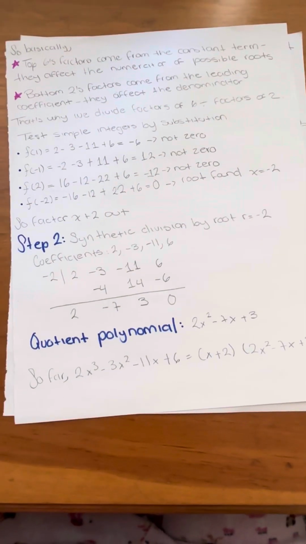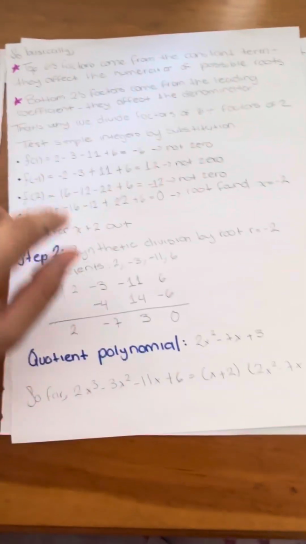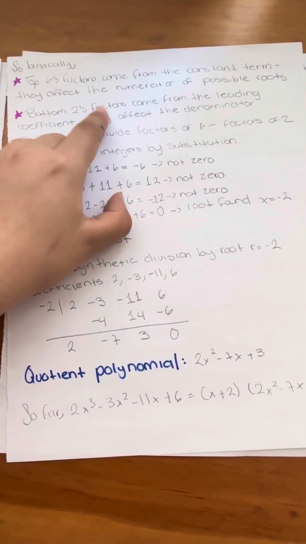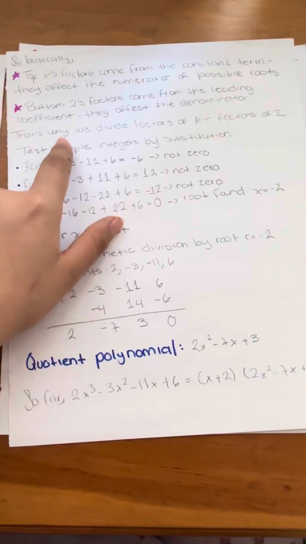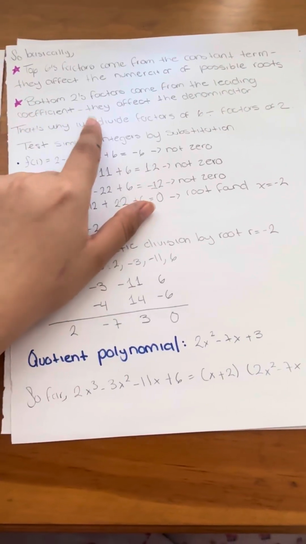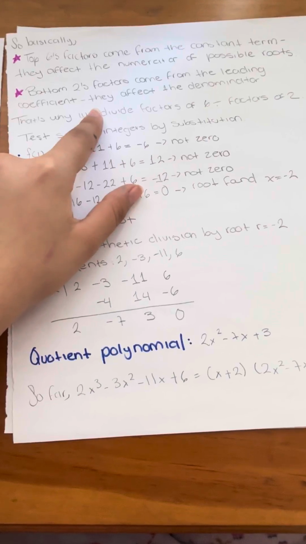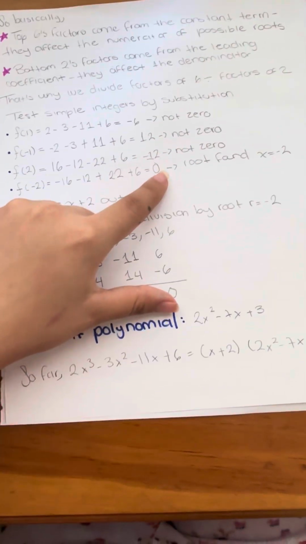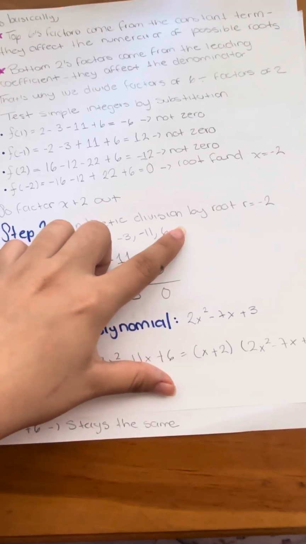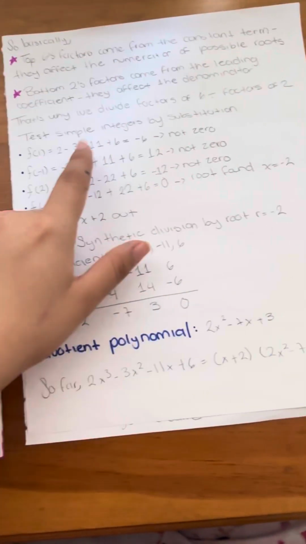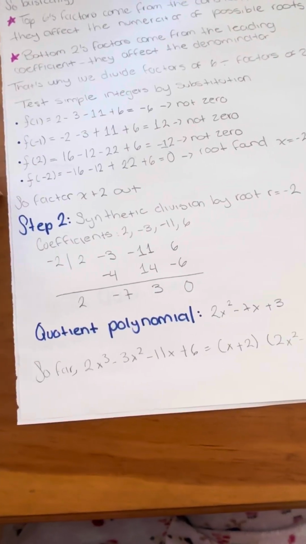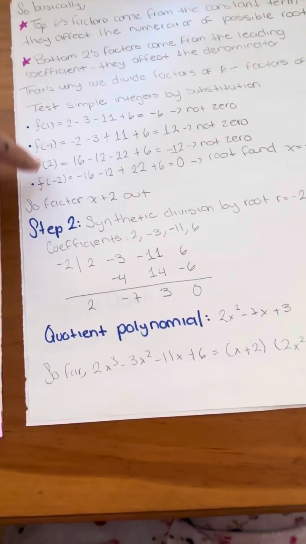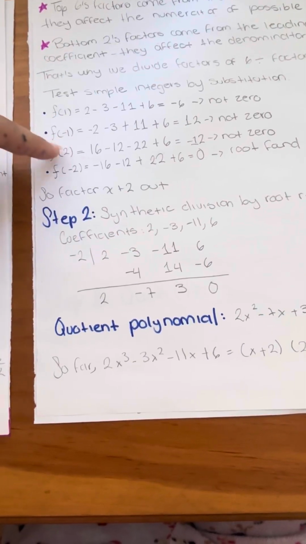So basically, the top factors of 6 come from the constant term, and the bottom factors of 2 come from the leading coefficient, and they affect the denominator. So that's why we divide factors of 6 by factors of 2. So to test simple integers by substitution, now we're gonna take the first numbers that we found, which are 1 and 2. Now we're gonna use 1, negative 1, 2, and negative 2.